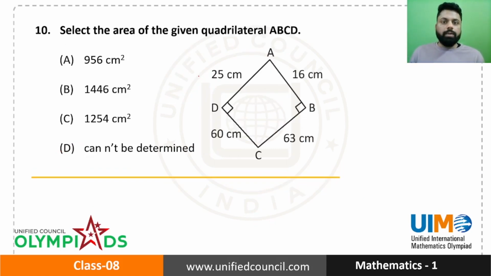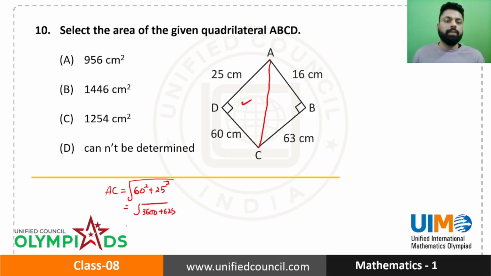Select the area of the quadrilateral. So in this case, this is 25, this is 16, this is 60, this is 63. So if we join this line, first of all, this is the right angle triangle. So AC is equal to square root of 60 square plus 25 square.